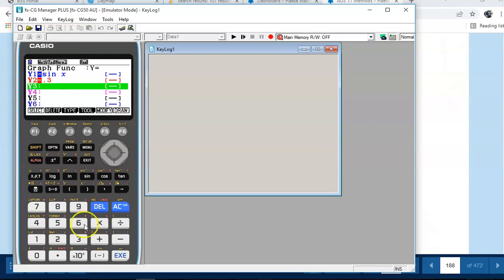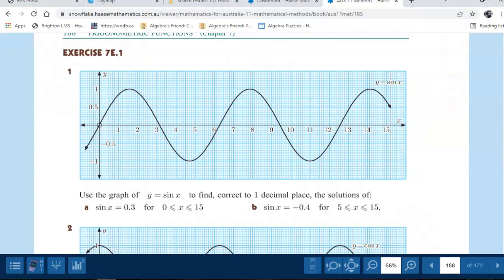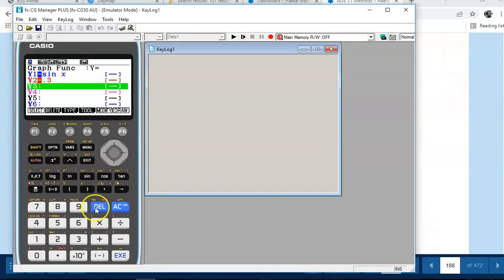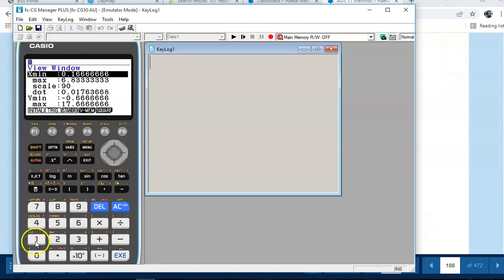So who can remember, where do we go to adjust our scale? View window. Now, let's just check the question. It's saying x is between 0 and 15. Remember what that's called? That's with a D. The domain. Excellent. Between 0 and 15. So we're going to go over here. We're going to go Shift, View window, and we're going to set.